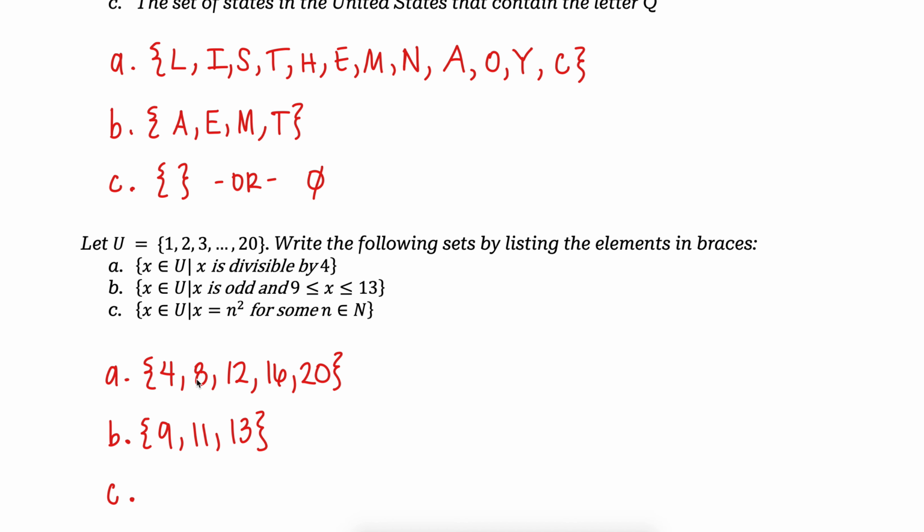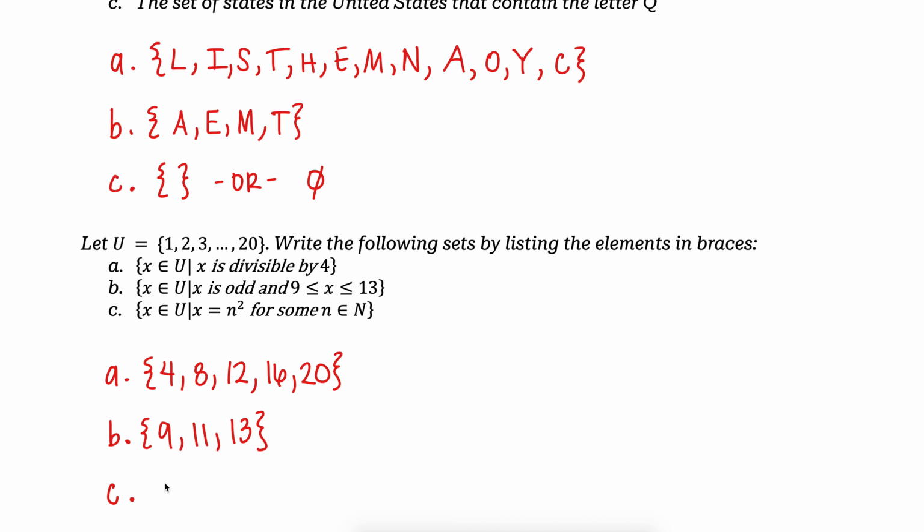And the last one, we're looking for numbers in the set such that the number is a perfect square. So x is n squared for some n in the set of natural numbers. Just to read this one: x is part of the universe, which we've defined up here, such that x equals n squared. That means it's a perfect square for some n in the set of natural numbers. So whenever you see this capital N, that is referring to those natural numbers.